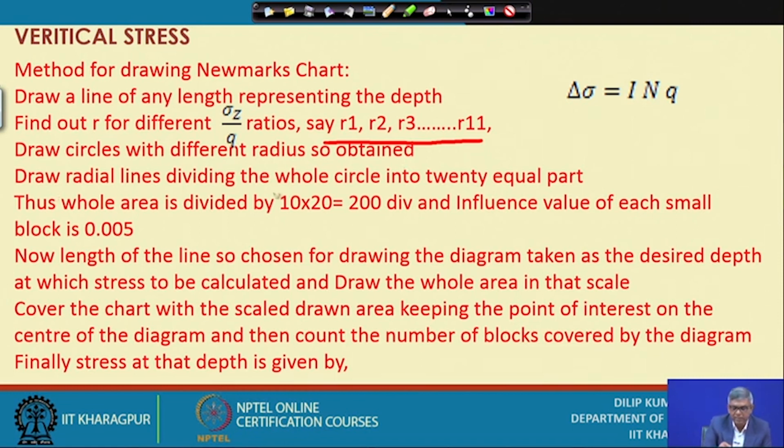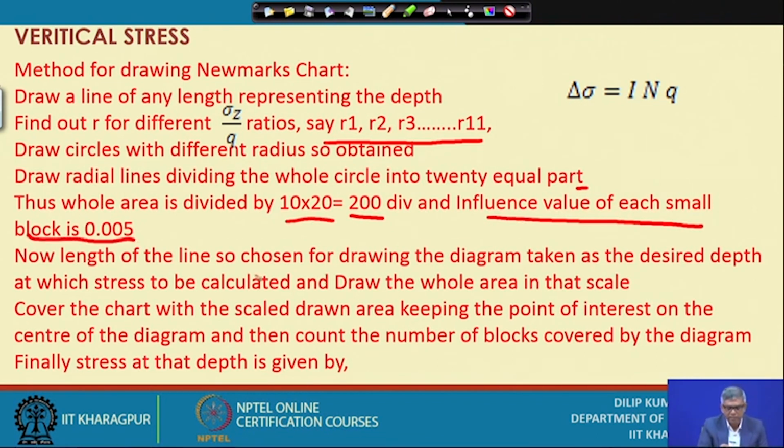Draw radial lines dividing the whole circle into 20 equal parts. It can be done with any number actually. So, we preferably do 20 parts, it can be 40, it can be 50. Accordingly, we have to find out how many numbers, 1 by that number will become the influence value. So, here if I do 20 radial lines, then the whole area is divided into 10 into 20, that means 200 divisions, then the influence value of each small block will be 0.005.